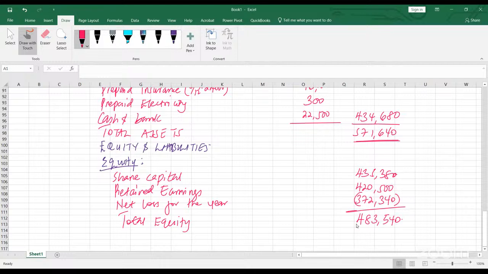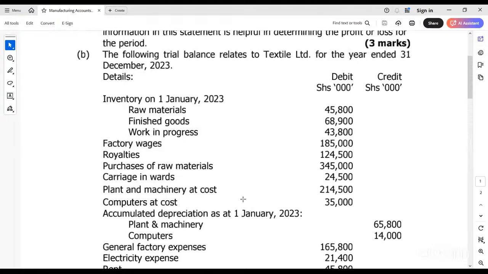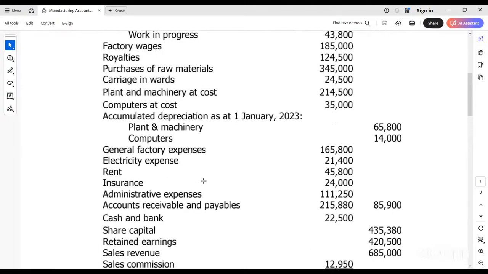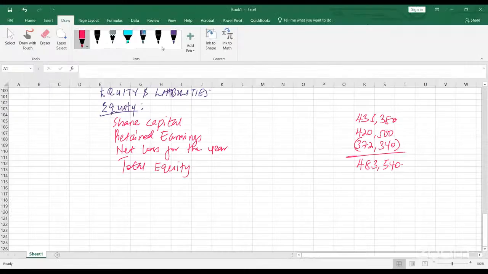Do we have any non-current liability? Let's try to check and see if there is any non-current liabilities. Let us go back to the question. Non-current liabilities. Do we have any long-term loan? I don't see any non-current. So I think we just need to move to the current liabilities.